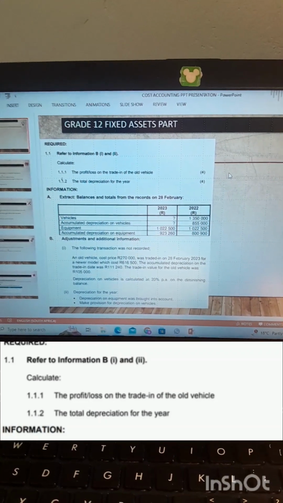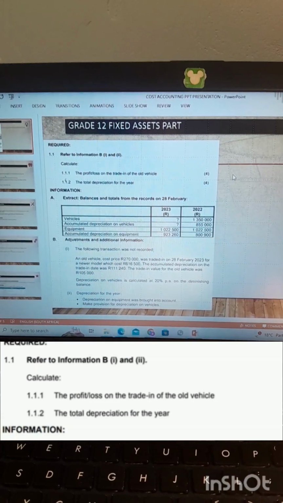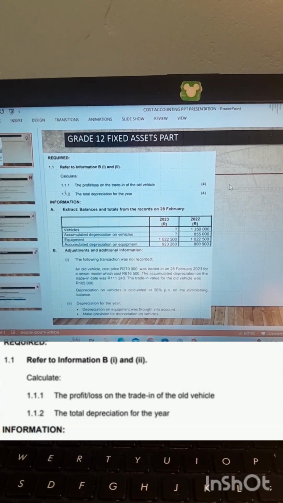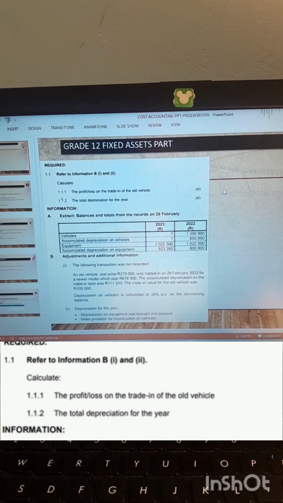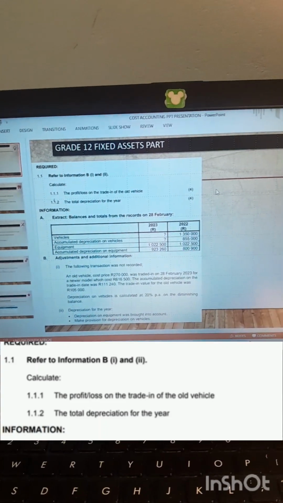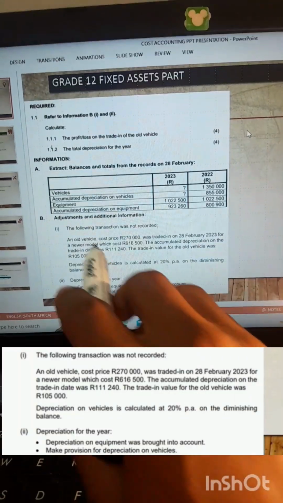This is a question I took from the Eastern Cape paper for the June examination, paper one. So we're going to calculate the profit or loss on the trade-in of the old vehicle. When we talk about trade-in, we're going to compile an asset disposal account for the trade-in. So let's look for the adjustment information.